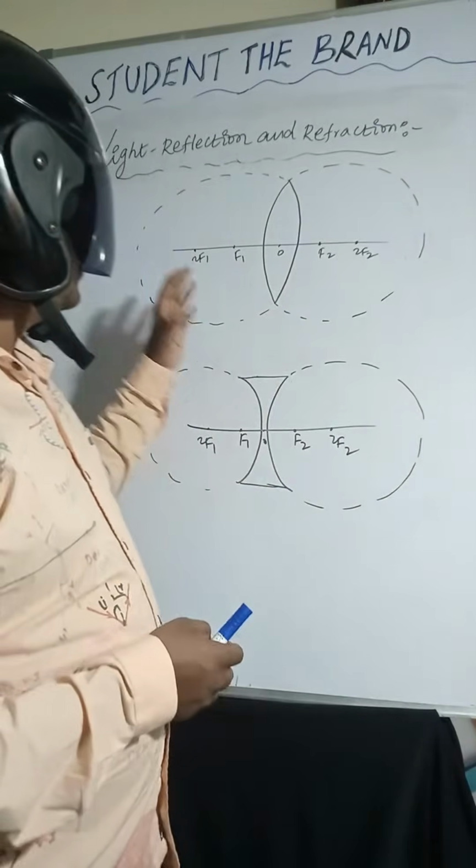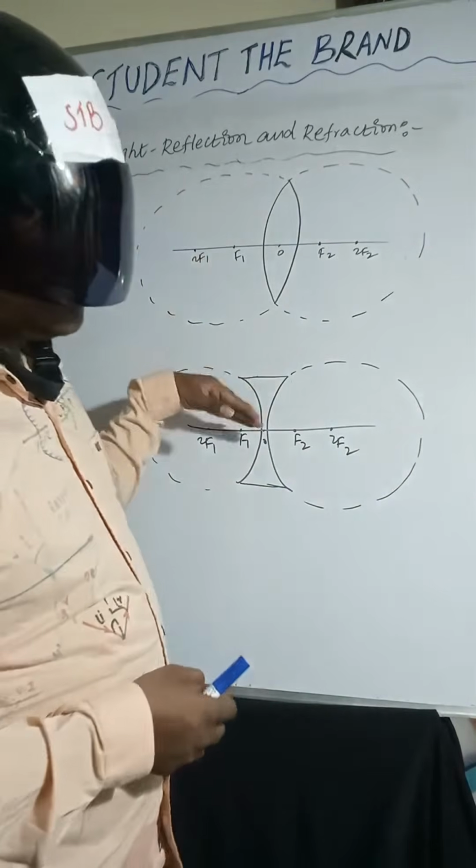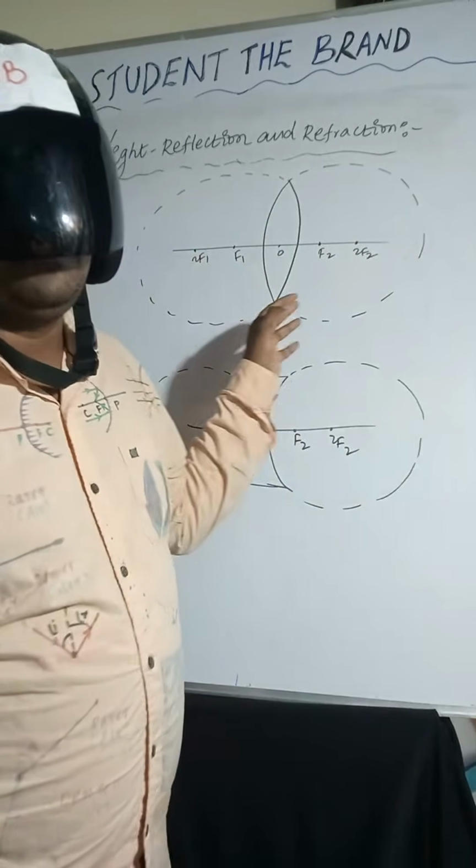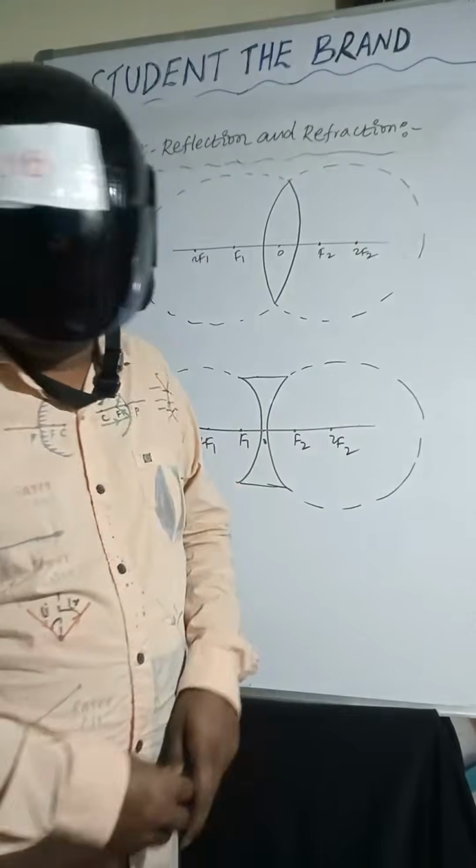Okay. So this is about convex lens and concave lens. Convex lens is also known as converging lens, whereas concave lens is also known as diverging lens.